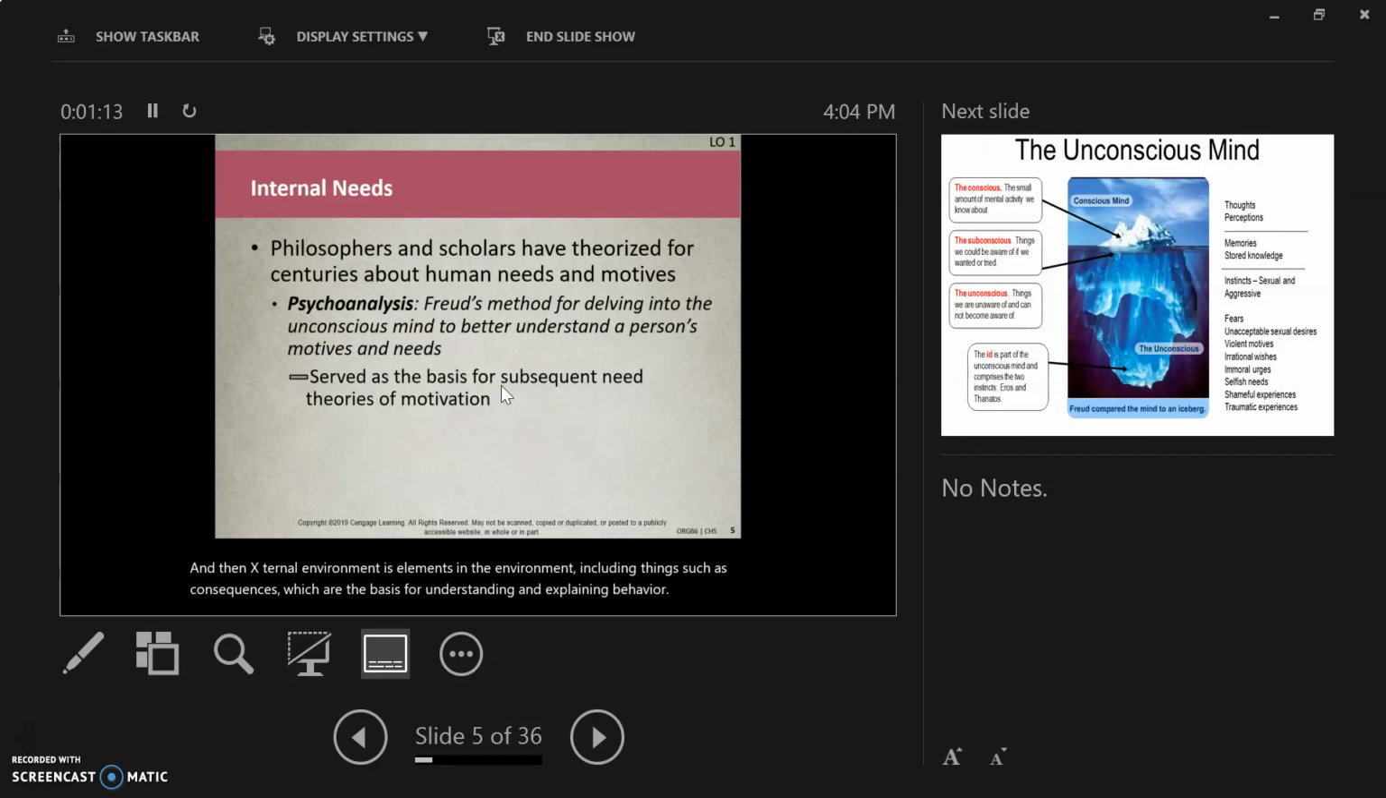So we all have our own internal needs, all right? Philosophers and scholars have theorized for centuries about what human needs are and what motivates humans. Freud's method for delving into the unconscious mind to better understand a person's motives and needs was called psychoanalysis. It really served as a basis for the following need theories of motivation.